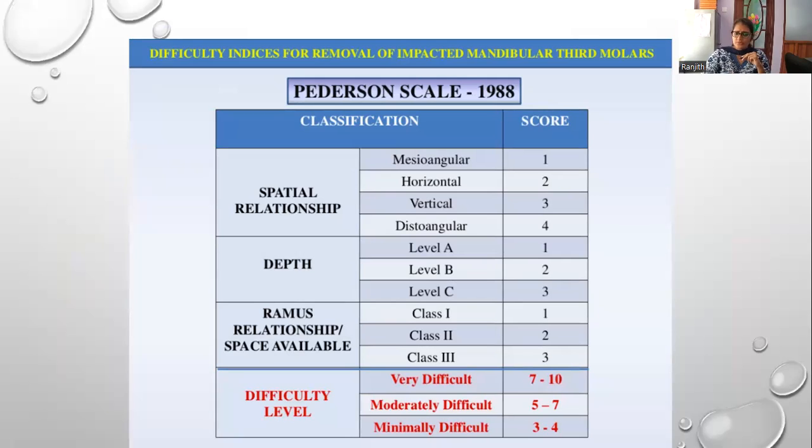So a total score of 10 is given, and based on this, the difficulty index is calculated. So if it is very difficult, you have a score of 7 to 10. So anywhere between 7 to 10 is regarded as very difficult. Moderately difficult is 5 to 7, and minimally difficult is 3 to 4. So if you have a score of 7 to 10, that is, if you have the greatest score, you might want to do the procedure under general anesthesia.